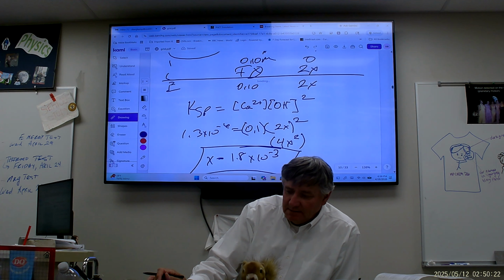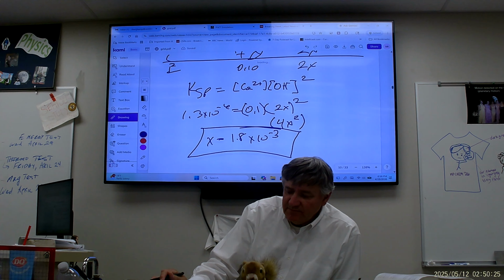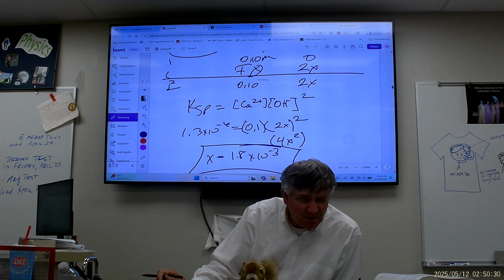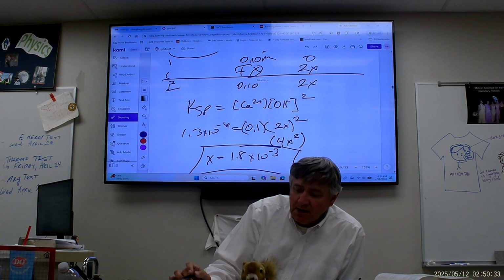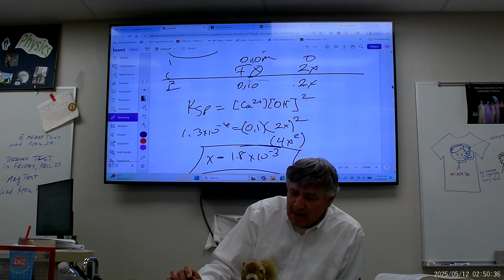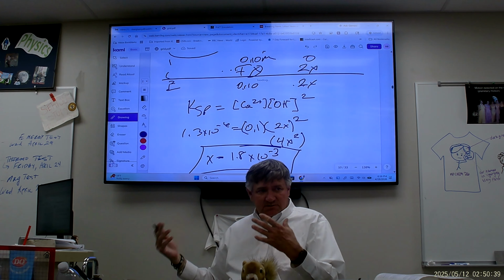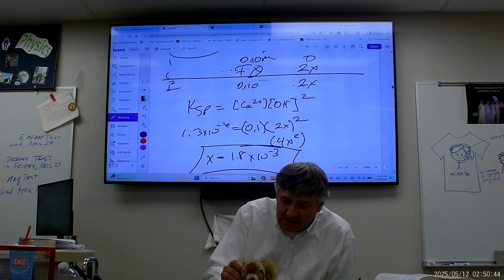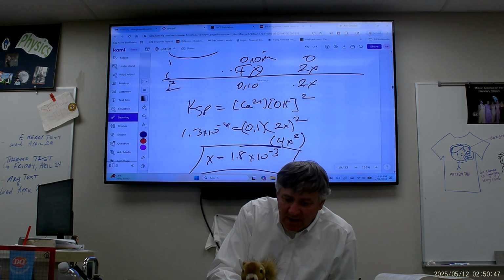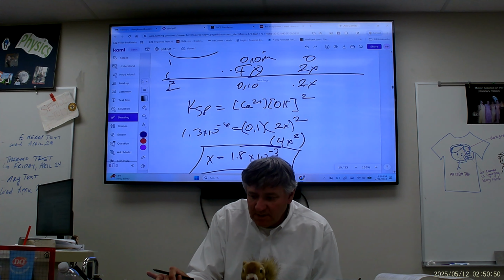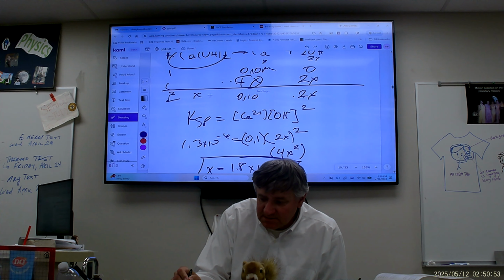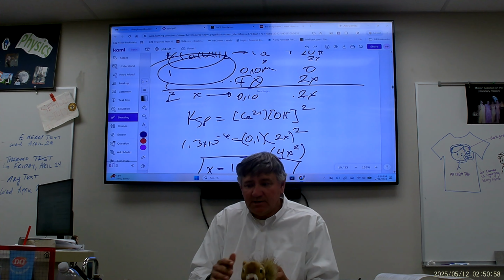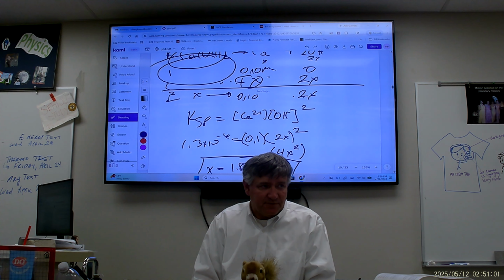So here's the bigger idea. That's x, it isn't 2x. This is where this always gets a little bit wonky with Ksp problems. That had to be generated by the calcium hydroxide dissolving. It sounds a little bit wonky how they ask the question, but since they're asking for the molar solubility of calcium hydroxide, once you get x, that is the molar concentration of the calcium hydroxide, because of this 1-to-1 ratio with the calcium.